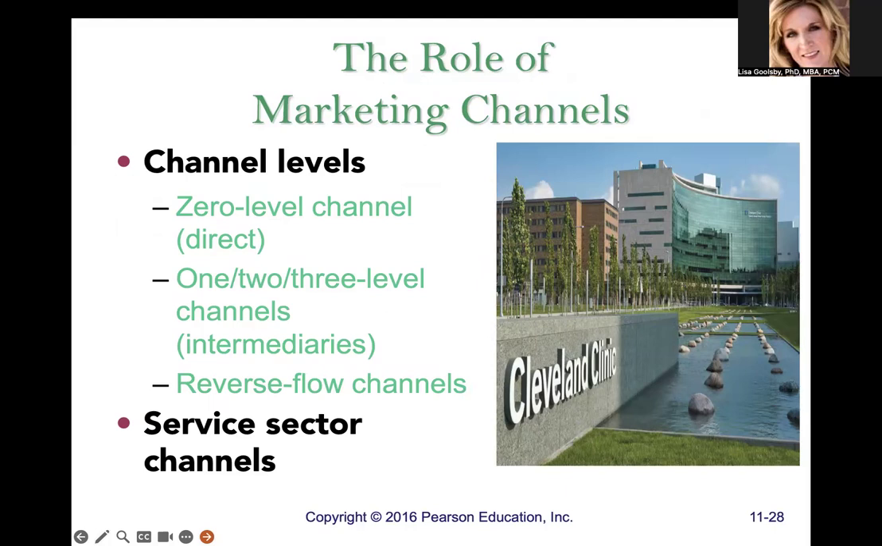So, looking at the role of those marketing channels, again, a zero level channel is direct, right from the manufacturer to the end user consumer. You could have one, two, or three level channels. So, you could have the wholesaler, retailer, and a broker, or you could just have a wholesaler right to the end user consumer. You could have a wholesaler and a retailer, or just a manufacturer, retailer, consumer. So lots of different options, and it just depends on the complexity of your product and who that end user consumer actually is.